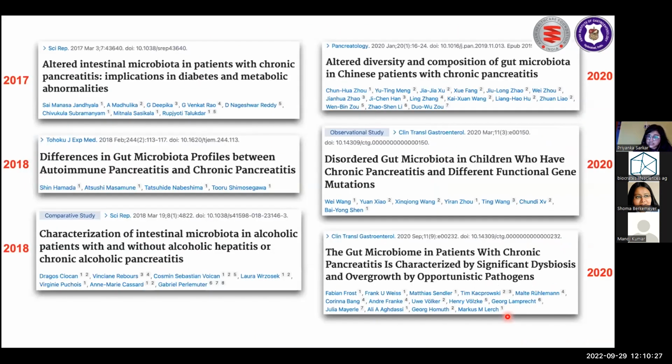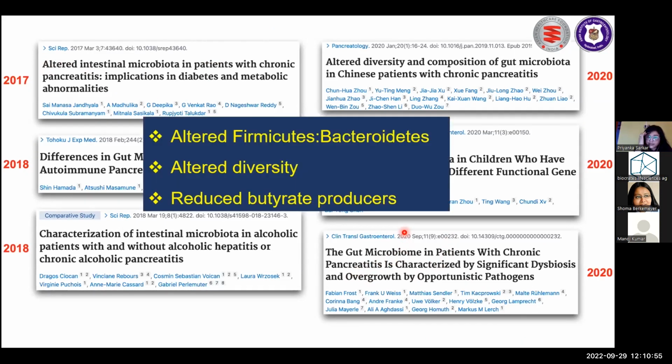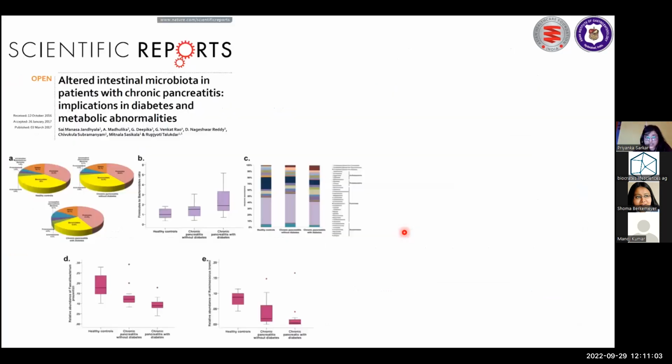Since only 50% of chronic pancreatitis patients develop diabetes, we wanted to know, apart from their genetic makeup, what their microbiome profile looks like. We studied their genetic makeup and did not find any significant differences, but we did find significant differences in the microbiome. This is the study reported by our lab. After that, 3 or 4 more studies have been reported saying the same story: altered Firmicutes and Bacteroidetes, altered bacterial diversity, and reduced good bacteria in disease patients.